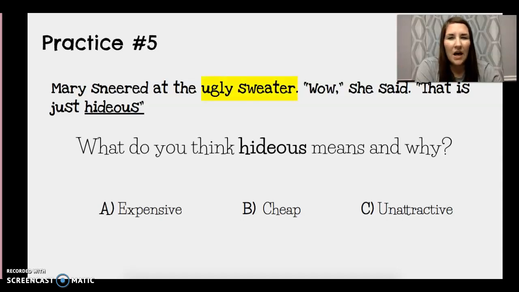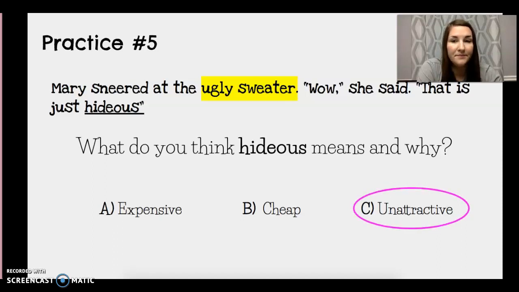So this one also kind of gives me a definition here. She's sneering at the ugly sweater, and she's saying that that is just hideous. So if it's ugly, then that means it must be unattractive. It's not a very nice sweater. She does not like it.